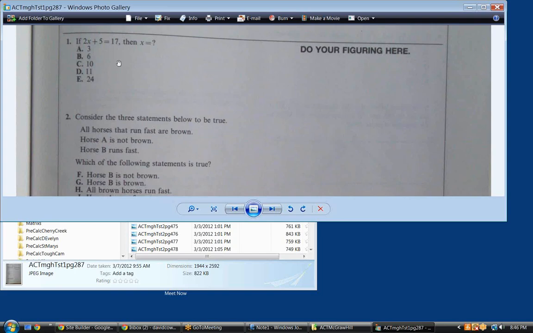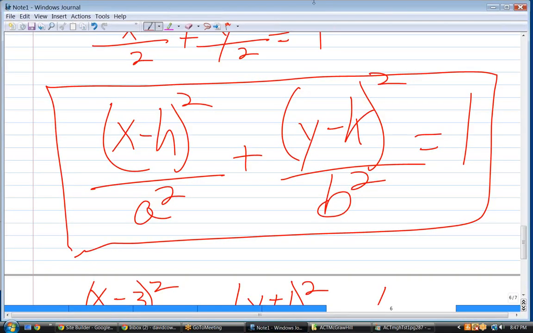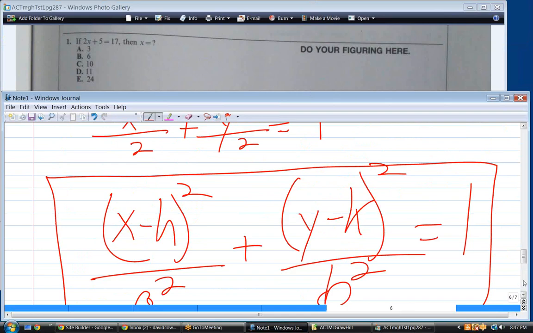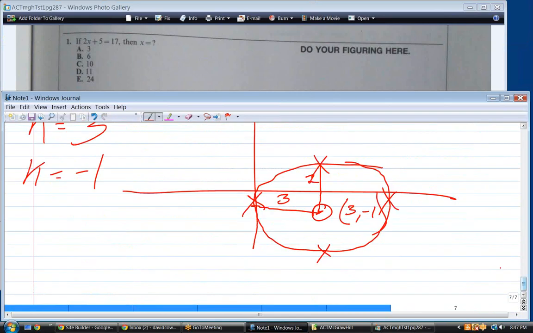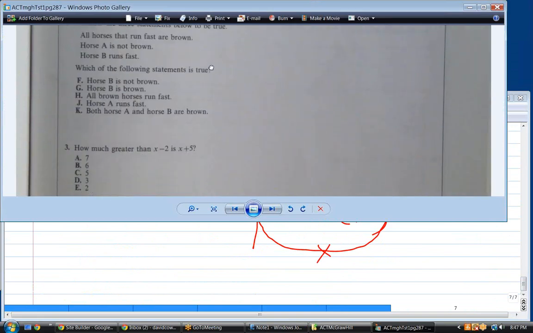Okay. So, solve for X. Okay, let's see. 2x. Okay, well, I subtract 5 from both sides. And then divide by 2, so it's 6. Correct. Okay, how about number 2?